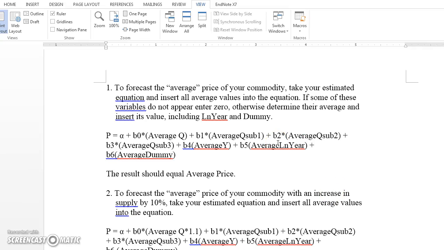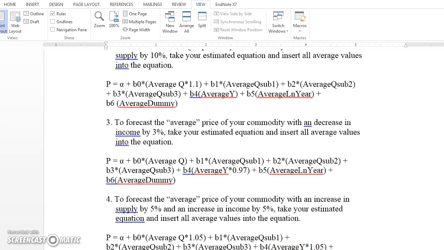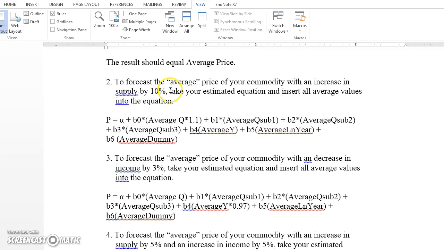Okay, in the previous video, I showed you how to forecast the average price of your commodity. So we can check this number one off our list. So we're done with number one. Let's go to number two. Number two is to forecast the average price of your major commodity with an increase in the supply by 10%. So now everything else would be kept at the average level, but your supply of your commodity would go up by 10%.